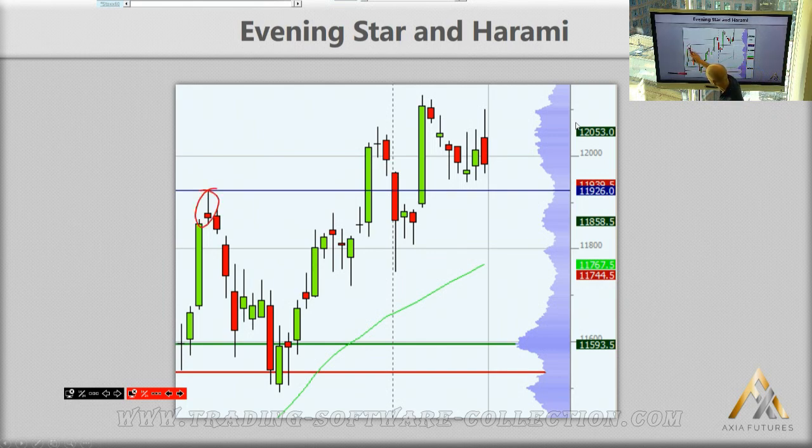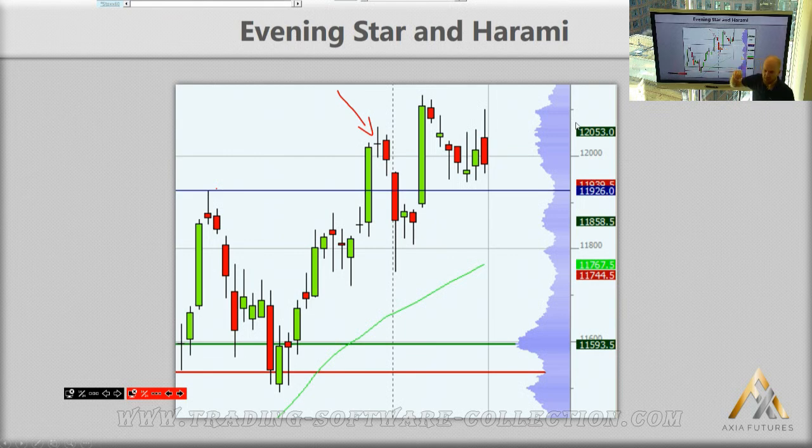So there you go, not quite a textbook evening star. That one is. That's absolutely, you couldn't draw that better if you were given the opportunity to just draw it. Top of a move after a strong candle, shows complete indecision. The next day comes off and then is continued lower. And this is often something to watch out for with those type of trades.